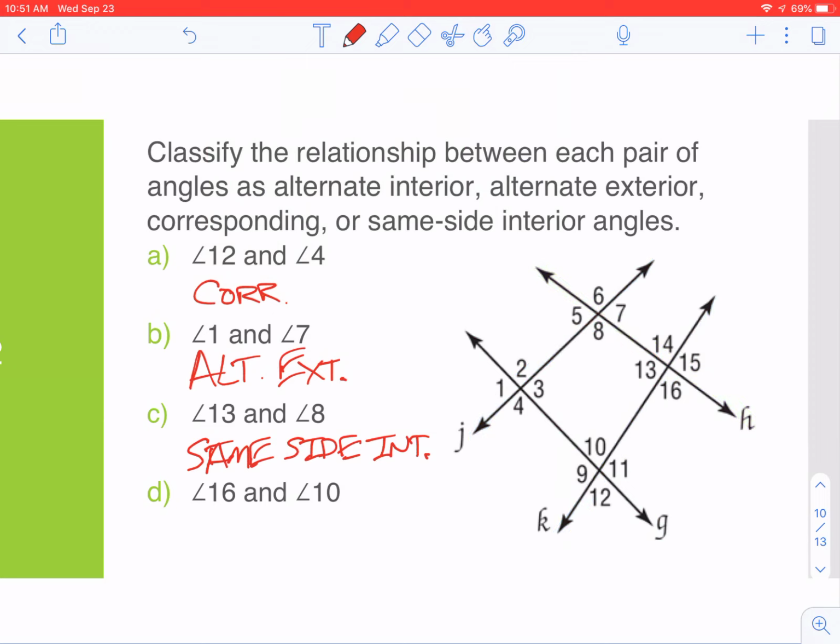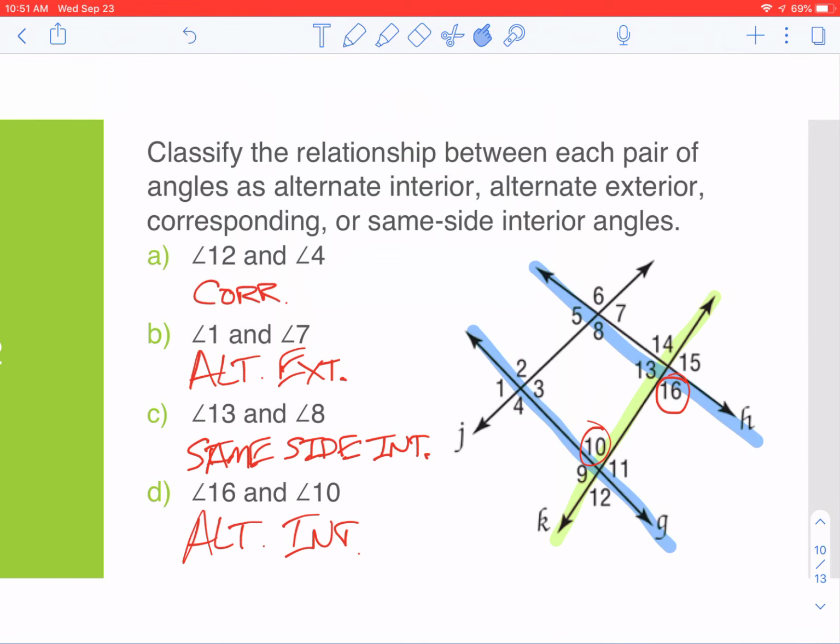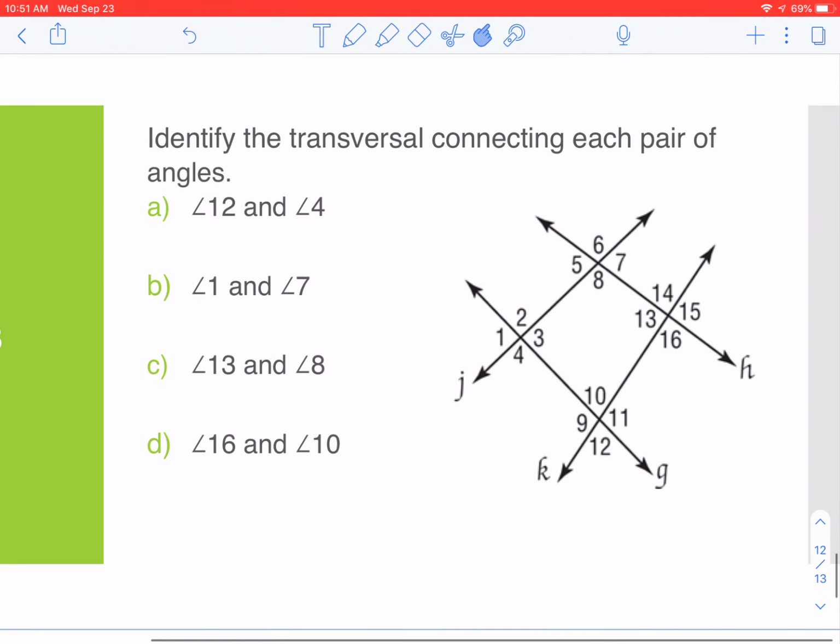Last but not least, we have 16 and 10. I'm going to highlight my lines that it has to do with. I'm not going to highlight line J. They are both interior, but they're on opposite sides, so it's alternate interior. All right, moving to the last slide. This is a good one for you to pause and try on your own to see how you're doing. Oh, never mind. You're not going to pause.